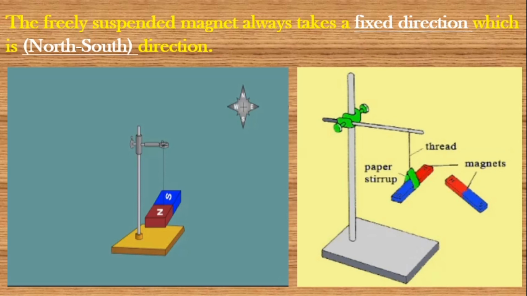Here, I will ask you, complete the following sentence. The freely suspended magnet always takes what? Super! Always takes fixed direction, which is north-south. So you must write north-south direction.